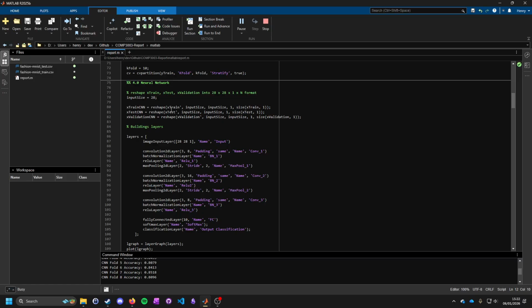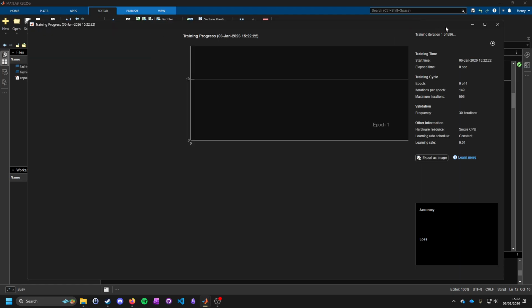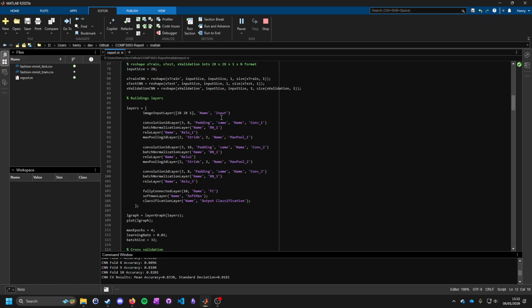For the neural network, it takes an input of 28 pixel by 28 pixel by one color channel. The grayscale images only have black and white, so there's only one color channel. Sorry, these are the results. And then this is the main layers in my CNN.